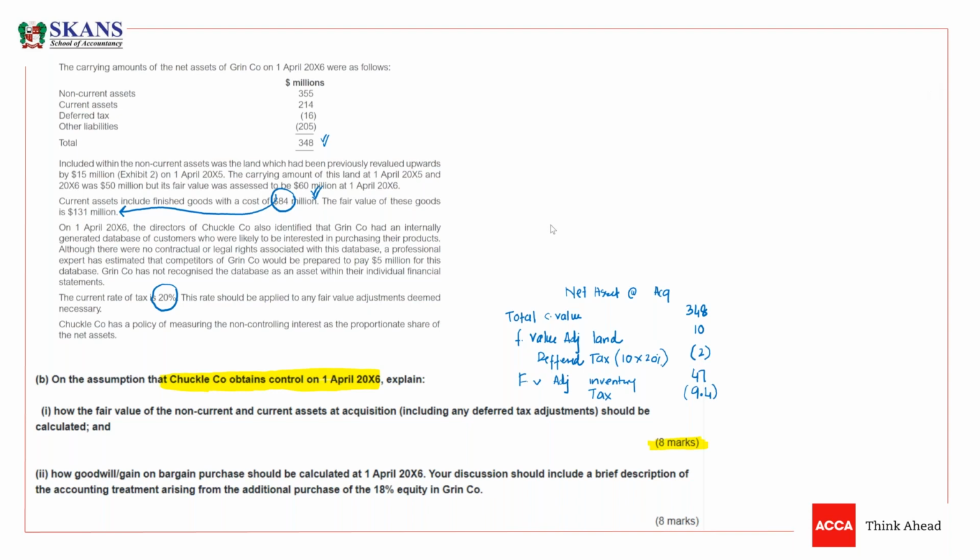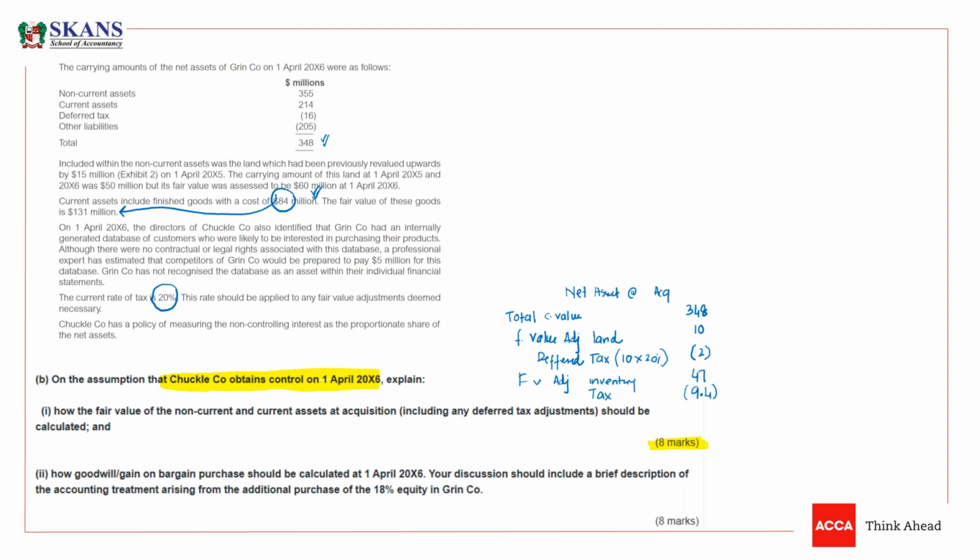Okay, guys. Next is on 1st April X6, the directors of CE company also identified that Green company had an internally generated database of customers who were likely to be interested in purchasing their products. Although there were no contractual or legal rights associated with this database, a professional expert has estimated that the competitors of Green company would be prepared to pay 5 million for this database. Green company has not recognized the database as an asset within their individual financial statements.